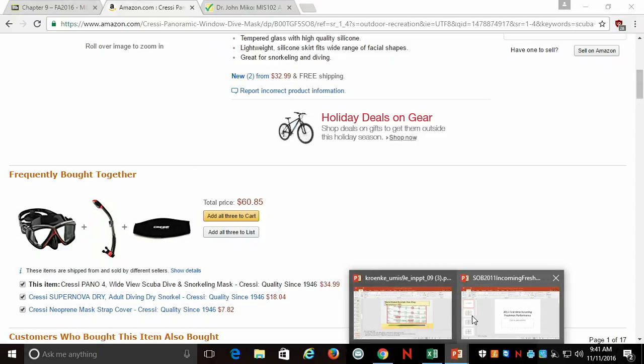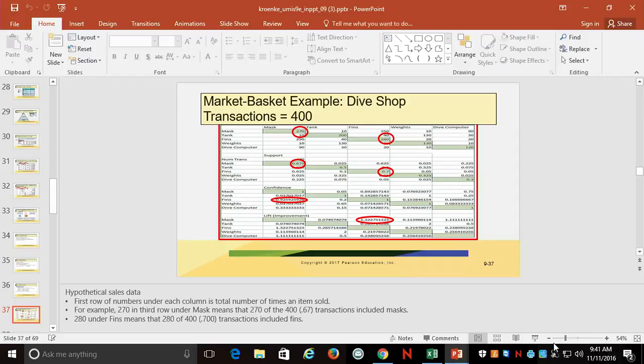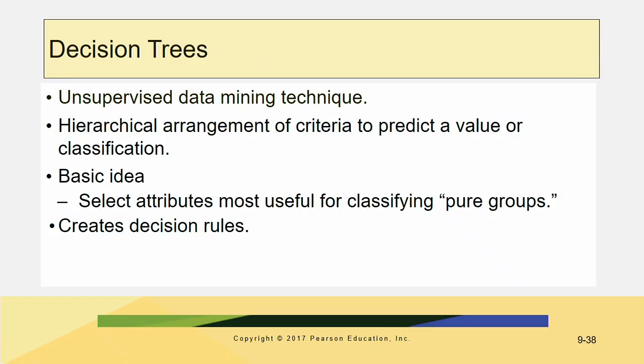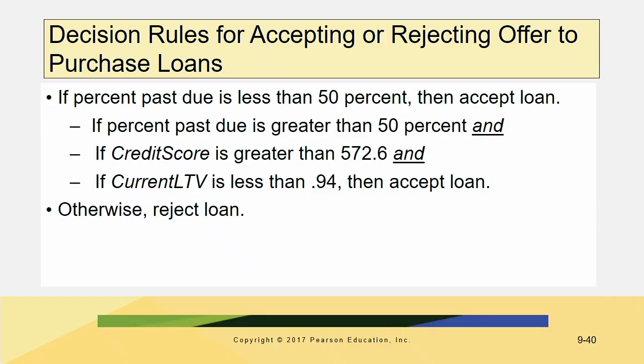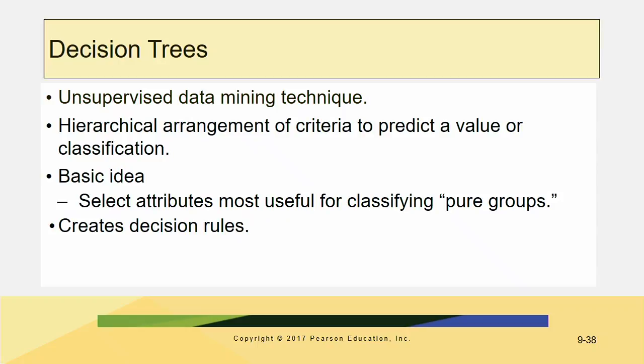So market basket analysis is a very, very powerful tool. All right, the last technique we're going to talk about today is also unsupervised data mining, and it's something called decision trees. Decision trees are a way for me to look at data and say, how can I use this past information to make decisions going forward?